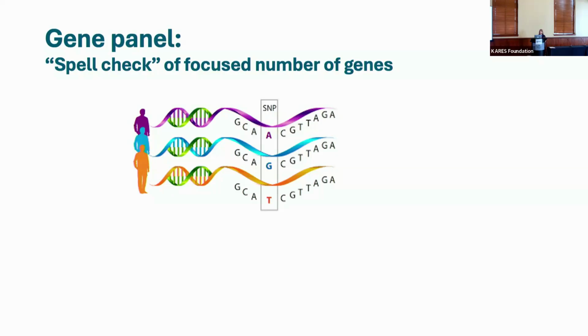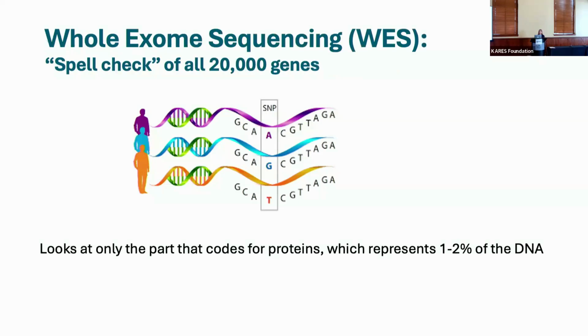So we have other tests that will do that now. The first one is called whole exome sequencing. That's a spell check of all 20,000 genes. We know that we have about 20,000 genes, and rather than focusing on a small number of genes, this one actually looks at all the genetic material. But the way that this is a little bit different from the next test that I'm going to talk about is that the exome is the protein coding part of the genome, the functional part of the genome. And that only represents about 1 to 2% of the DNA.